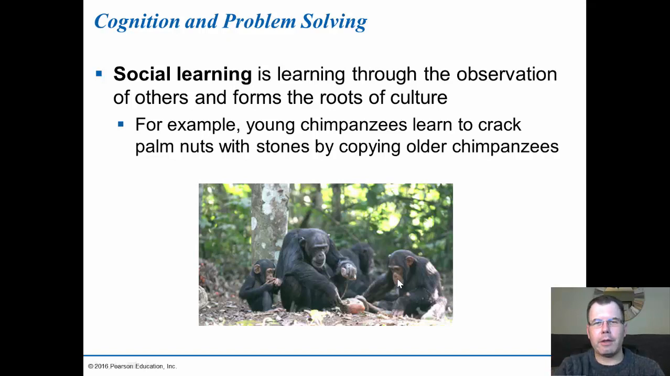So they see that they break the nut open, and then they get the food. So the other chimp learns how to do that and does that themselves, and he'll show that to the rest of the colony based on the different skills that they've learned over time. And so that would be social learning.